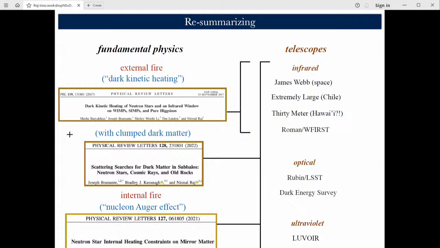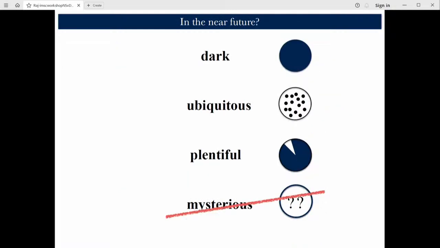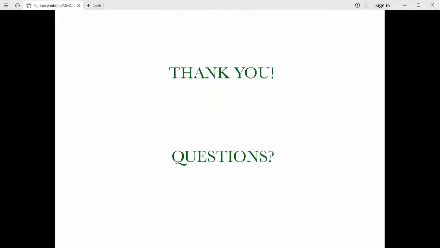So I'm summarizing all this again with the slide I showed in the beginning. So we have two different mechanisms now. All these amazing telescopes would become super relevant to directly probe fundamental physics and where we can learn something really deep and interesting about nature. And my hope is that in the near future, maybe dark matter would remain dark and ubiquitous and plentiful. Hopefully, it will no longer be mysterious and we can move on to do something else. So thanks a lot. I'm happy to take more questions.